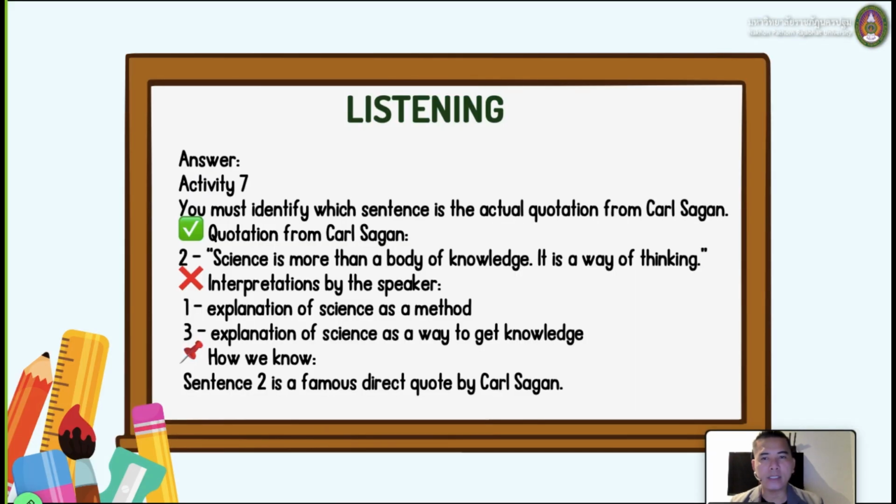The answer is you must identify which sentence is the actual quotation from Carl Sagan. Quotation from Carl Sagan, science is more than a body of knowledge. It's a way of thinking. It's not interpretation by the speaker. Explanations of 1 and 3. Explanations of science as method. Explanation of science as a way to get knowledge. How do we know? Sentence 2 is the most direct quote by Carl Sagan.